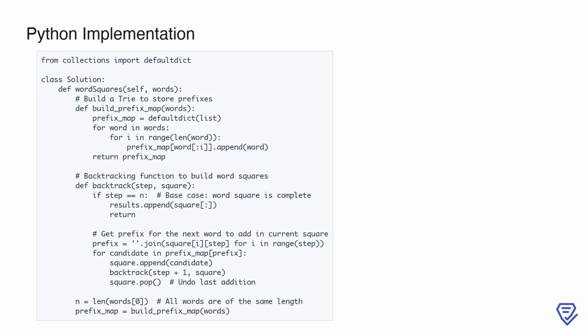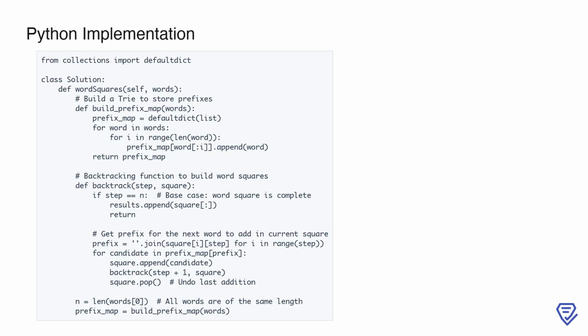Here, we start by defining a solution class with a method called wordSquares that will handle the problem. The first step is to create a helper function called build_prefix_map. This function constructs a data structure, specifically a dictionary, to store prefixes of words. Using Python's defaultdict, we map each prefix to a list of words that share that prefix. For every word in the input list, we iterate through its characters and progressively build prefixes by slicing the word up to each character. These prefixes are then added to the dictionary along with the word they come from. The result is a comprehensive lookup table that allows us to quickly find all words matching a given prefix.